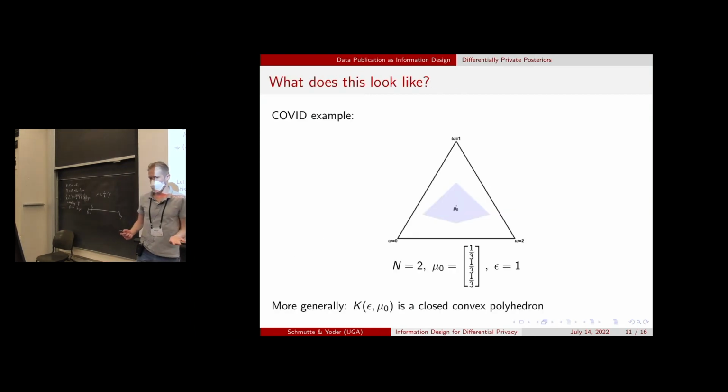And what does this look like? Well, in our COVID example with 3 states, uniform prior and epsilon of 1, this set of differentially private posteriors looks like this diamond here. So differential privacy amounts to saying we can't induce posteriors anywhere on the simplex, only within this diamond in this example. More generally, our set of differentially private posteriors is always going to be a closed convex polyhedron, which will be important in a moment.